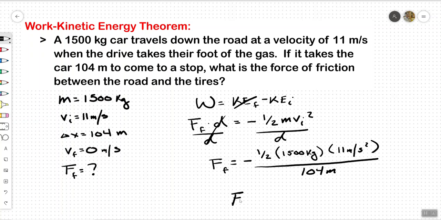And so when I multiply this out, I'm still going to have the negative, and I get negative 873 newtons. If we stop and think about this for a second, that makes sense. The velocity is positive 11 meters per second, so that means my object is traveling with a velocity initially to the right. We know the force of friction is always opposite the direction of motion, so the force of friction would be to the left, which means it's going to have a negative value. So it's good. It tells me that I probably did this right, that I ended up with a negative 873 newtons.